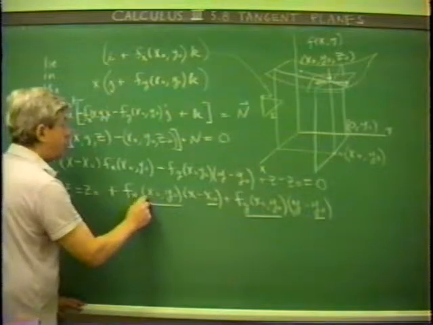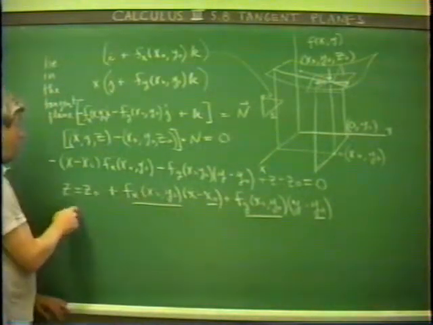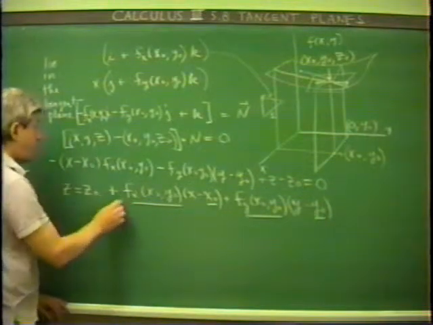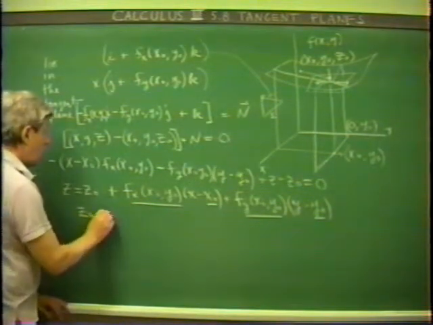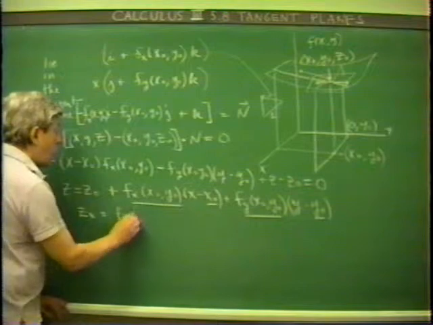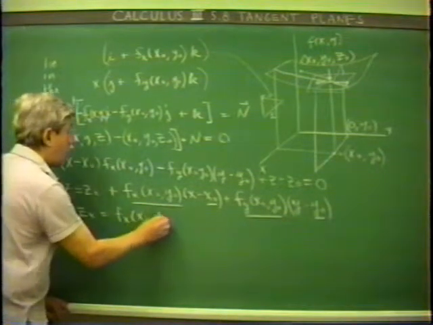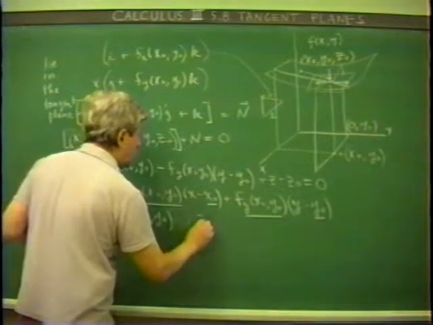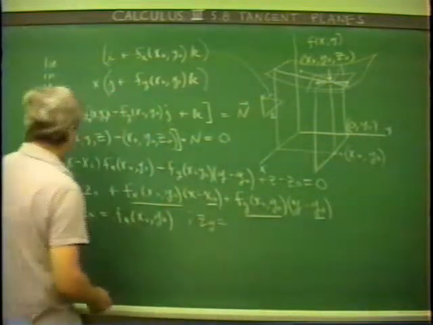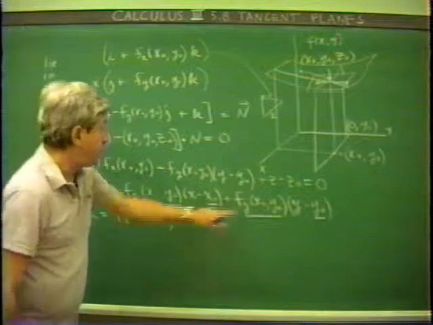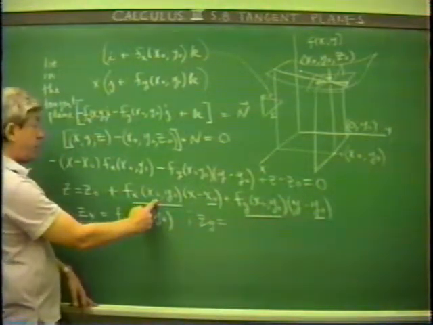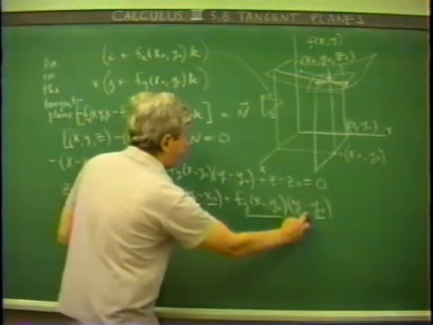z is a function here, and if we pick the partial derivative of it with respect to x, this part is 0 as is this, and here what we get is 1 times the partial with respect to x at x naught y naught, so the partial of z with respect to x is the partial of f with respect to x at the point x naught y naught. Likewise, the partial of z with respect to y is the partial of f with respect to y.